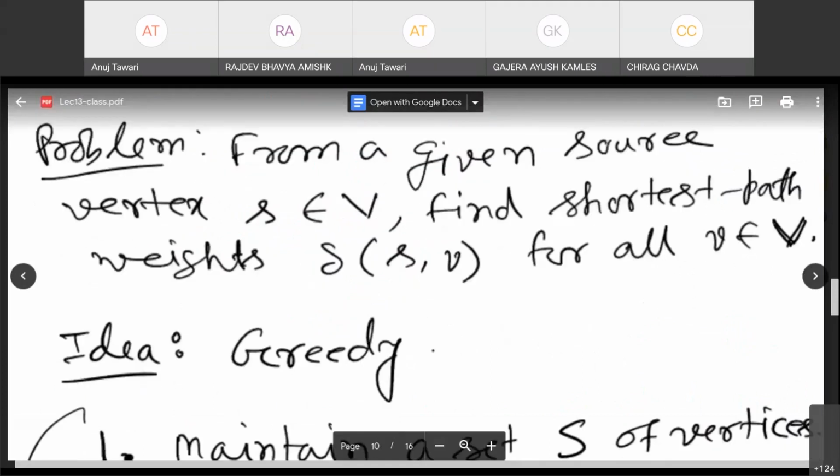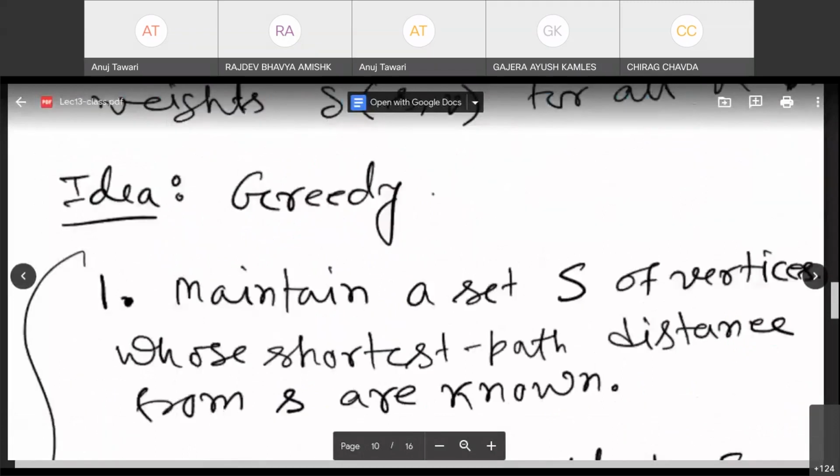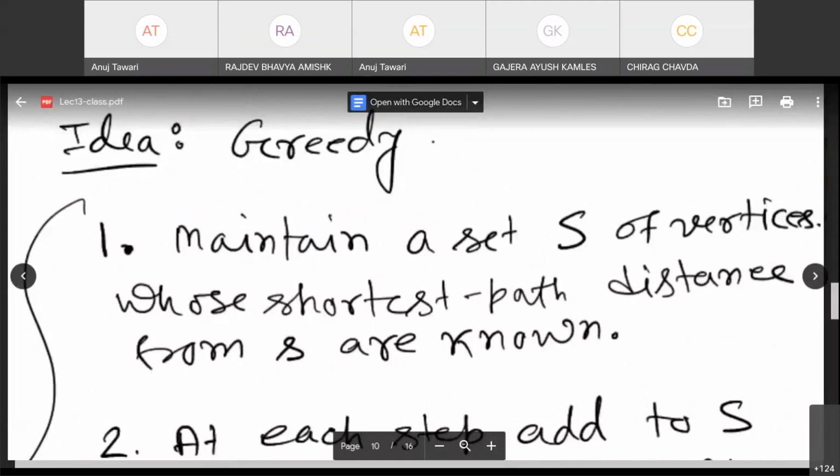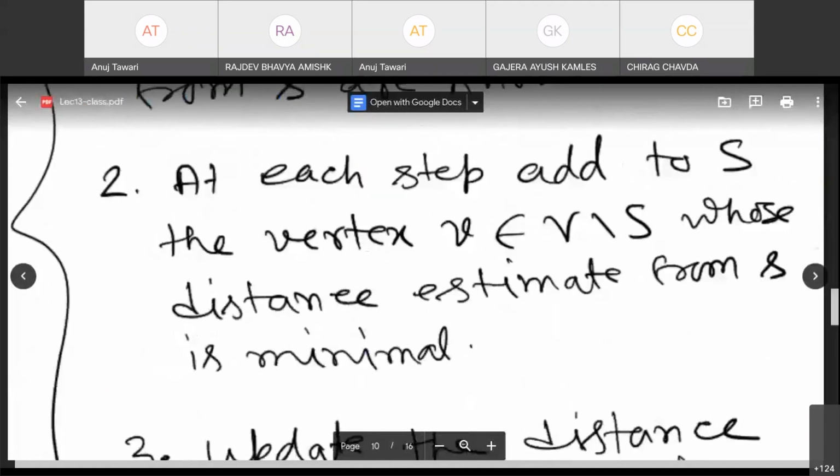And now we'll move on to greedy, exactly the idea mentioned, which is from a given source vertex, find the shortest path for all vertices. So what we want to do here is that we maintain a set S of vertices whose shortest path distance from S is known. So at every iteration, we have this set of vertices for which we know that this is the shortest path from S. And at each step, we'll add to S some new vertex whose distance estimate is minimal.